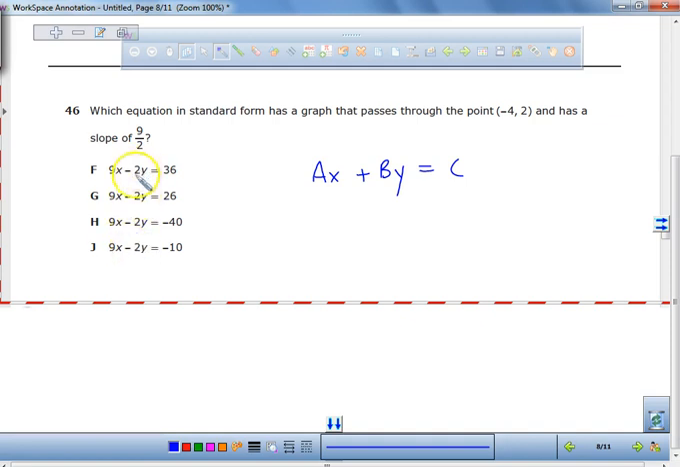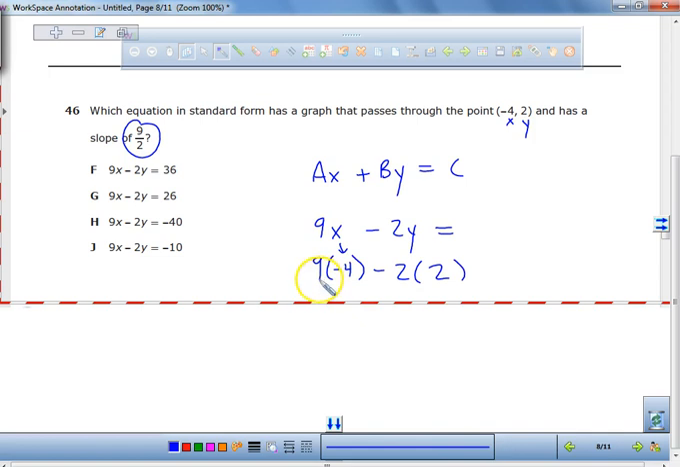All of these have the same slope. There's always 9x minus 2y. These all have the same slope of 9 over 2. Here's all I want you to do. Take 9x minus 2y, and we are going to set it equal to something. What number am I going to plug in for x? What number? What number do you think I'm going to plug in for my y value?